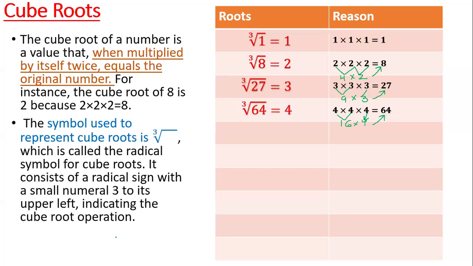So let's do another one. What's the cube root of 125? 5. Why? Because 5 times 5 times 5 equals 125. Very good. 5 times 5 is 25, and 25 times 5 is 125. Does that make sense? Yes, go ahead.